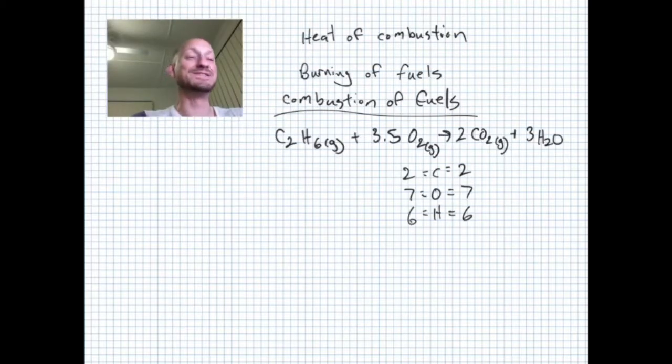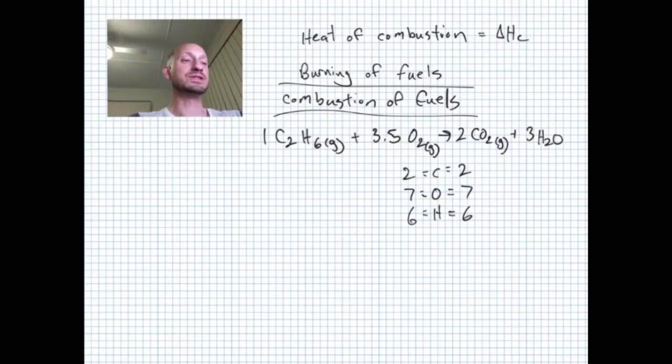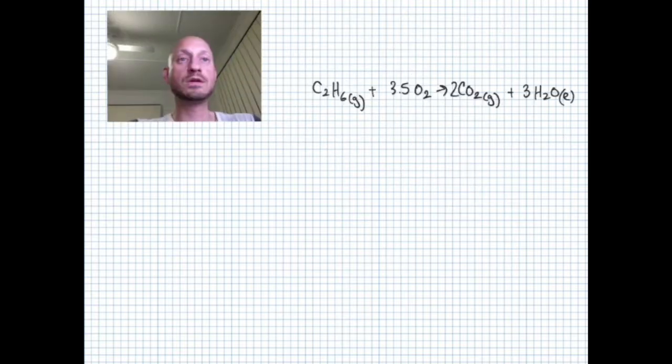Okay, so how do we calculate the heat of combustion? Heat of combustion is equal to delta Hc, for combustion of fuels. Remember, we need to set whatever fuel we're burning to 1 mole, and then balance the equation to that. So in this case, we have 1 mole of ethane. We're going to need 3.5 moles of oxygen gas, plus 2 moles of carbon dioxide and 3 moles of water formed. Let's make sure it's balanced: 2 carbons on the reactant side, 2 carbons on the product side, 7 oxygens on each side, 6 hydrogens. All right, so I've cleaned it up a little bit.